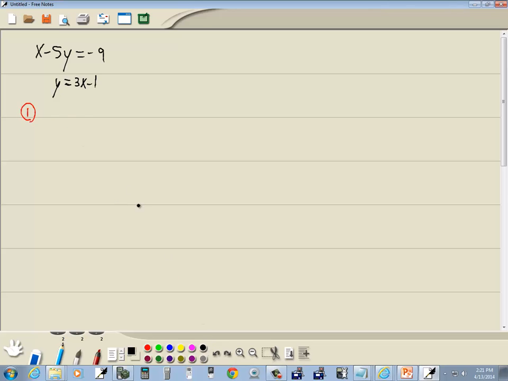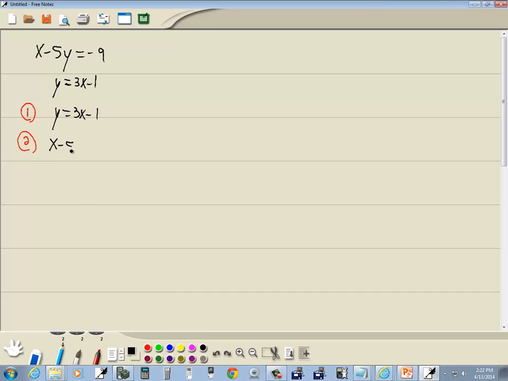Now, first step is solve one of the equations for one of the variables. I'll choose the second one. The reason why I choose it is it's already solved for y, so it makes that step so easy. Step 2, now plug this into your other equation and solve.